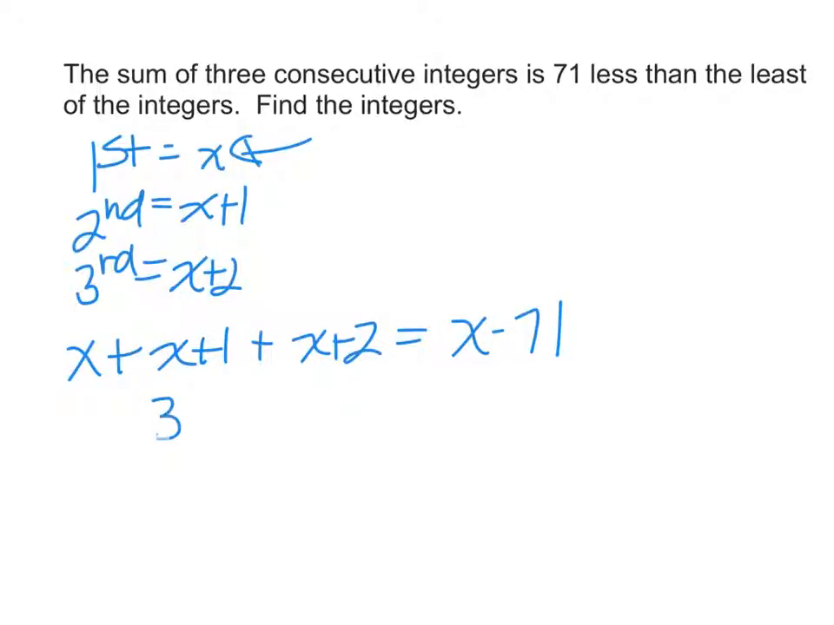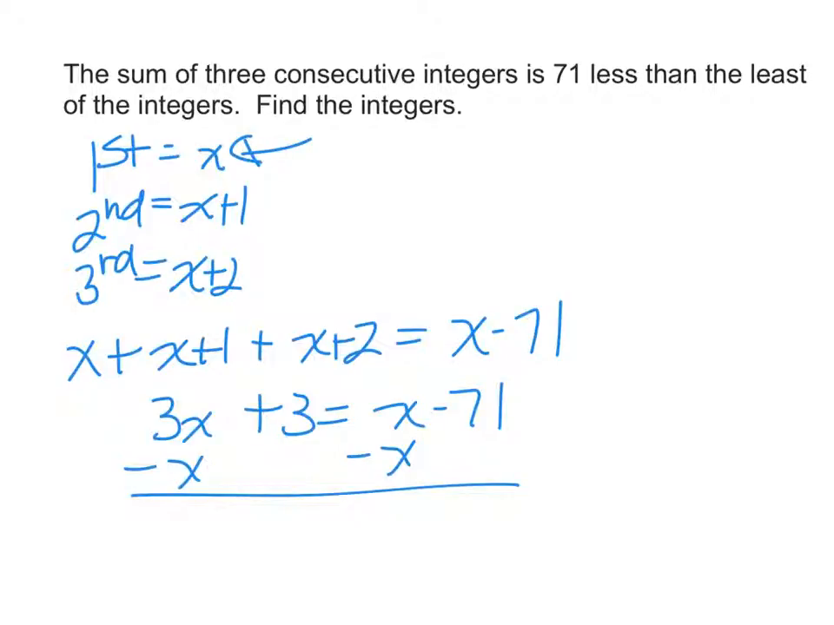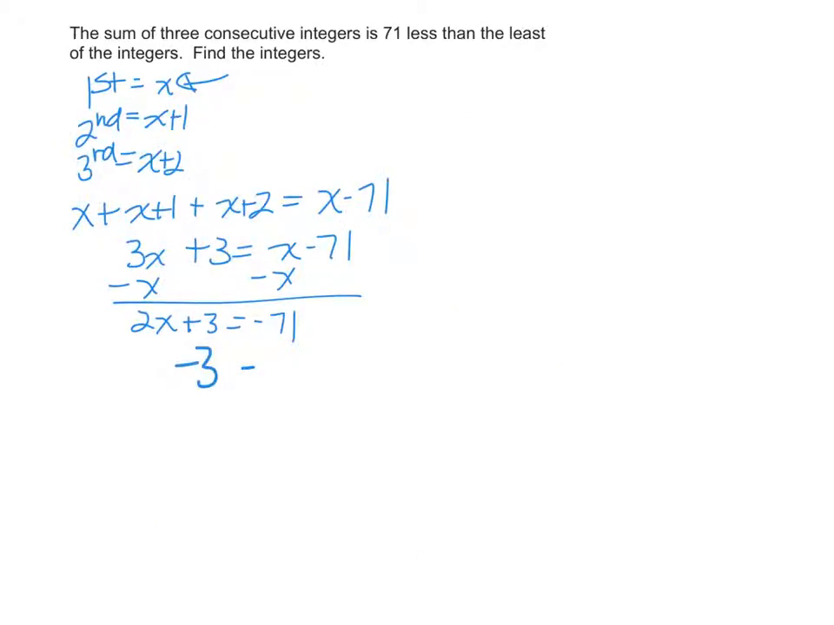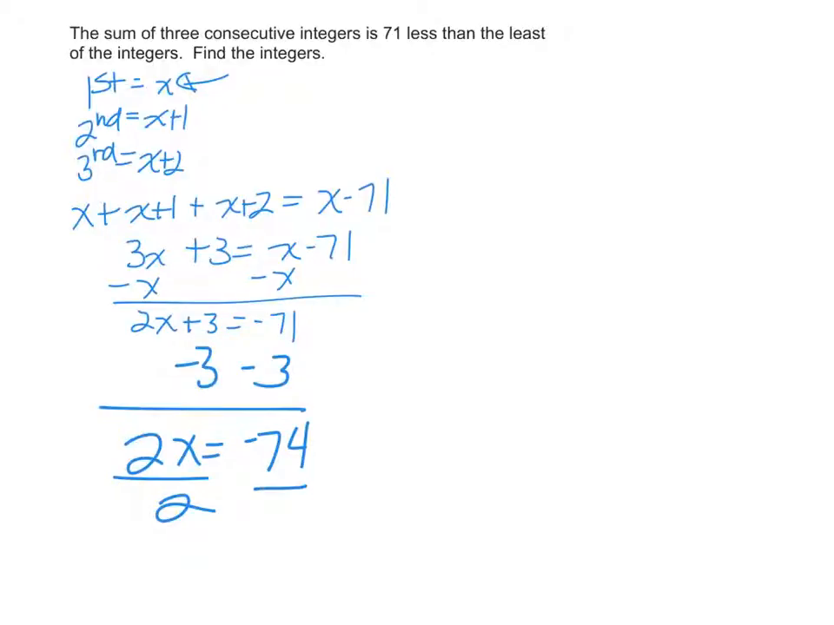I can combine my like terms, so 3x plus 3 equals x minus 71. Subtract x from both sides, so I've got 2x plus 3 equals negative 71. Subtract 3 from both sides, so 2x equals negative 74. Divide by 2, and I have x equals negative 37. So that's my first.